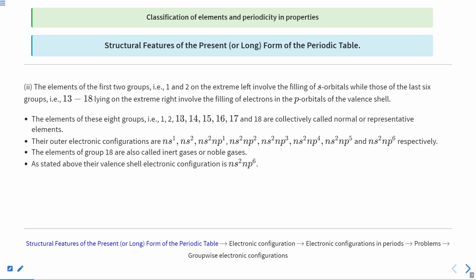If I take 13, we take the last digit of 13, which is 3, and that will be the number of electrons present in the valence shell.